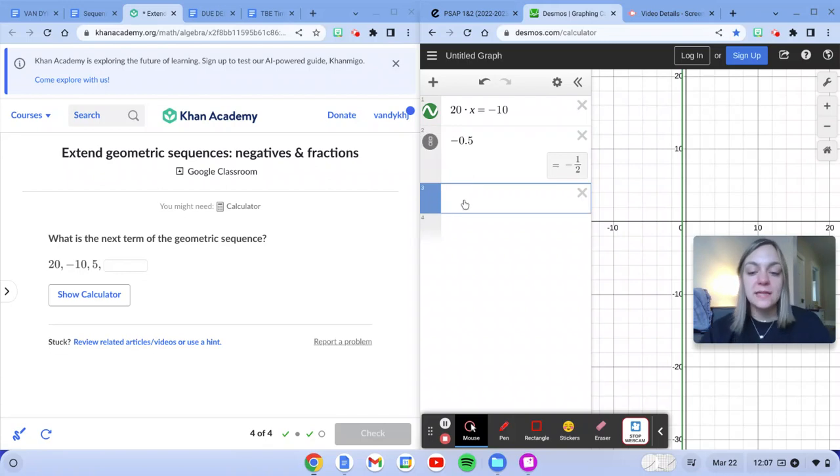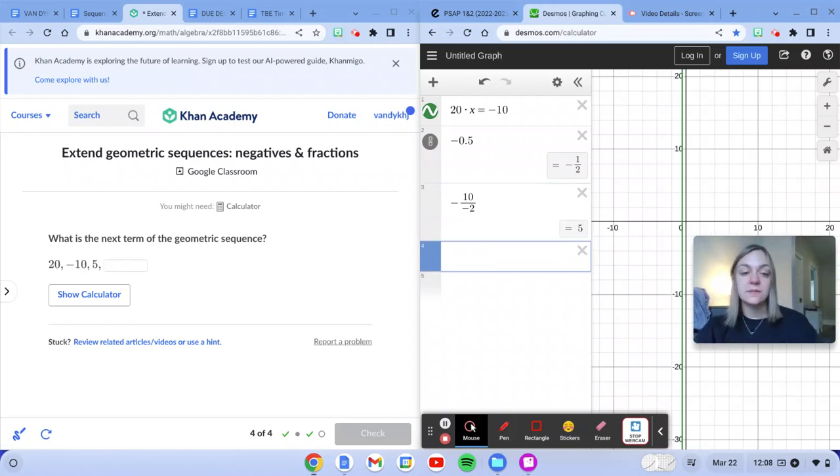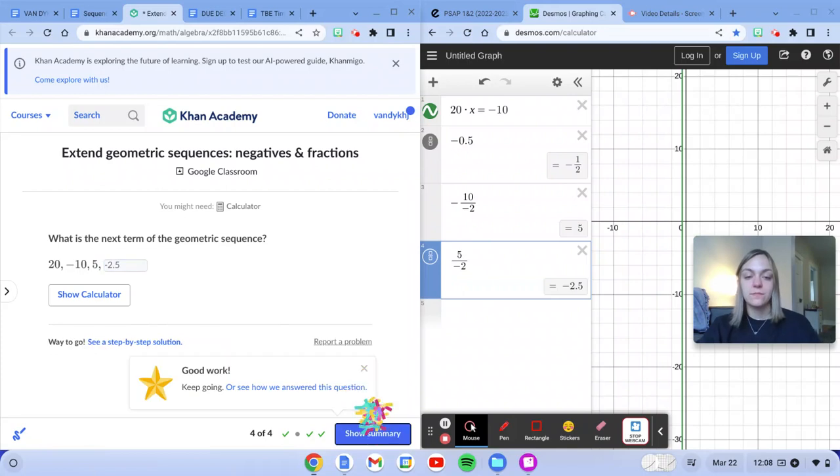Okay, so that means if we have -10 and I divide by -2, that gives me 5, which is perfect, the answer that I want. 5 divided by -2 gives us -2.5, which is beautiful and perfect and lovely.